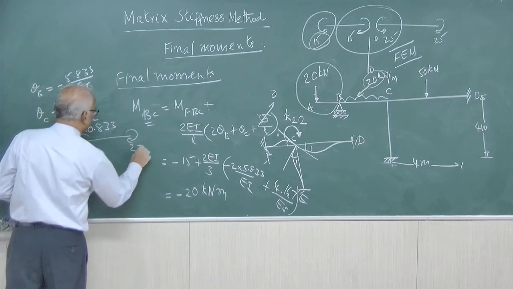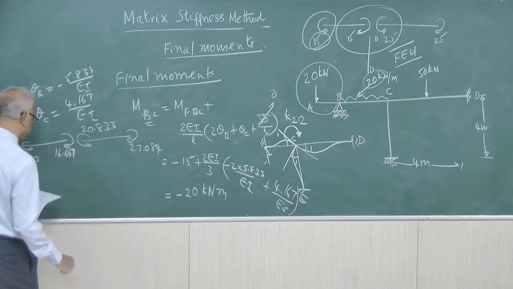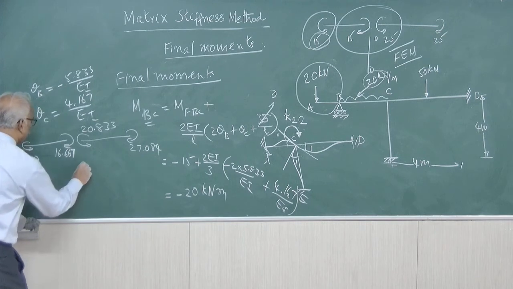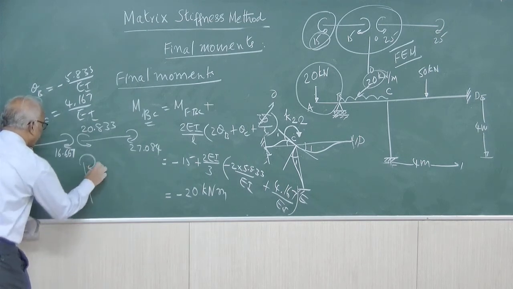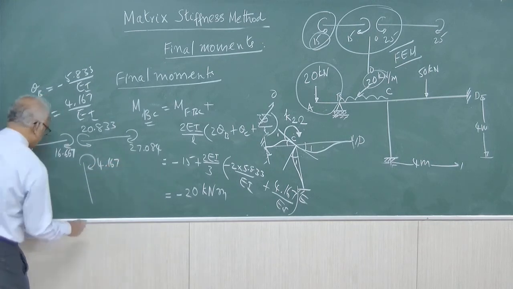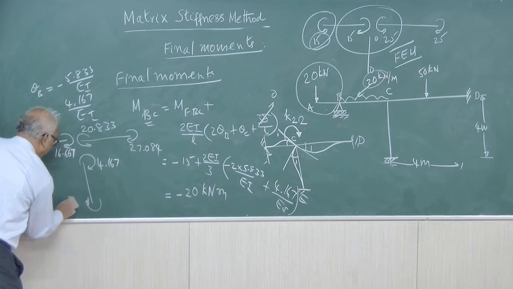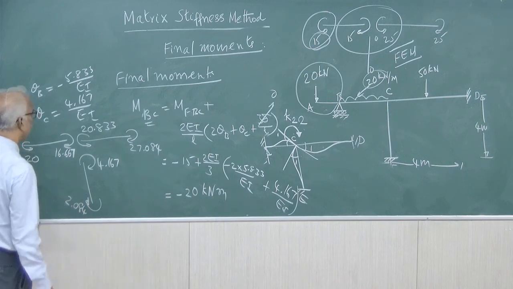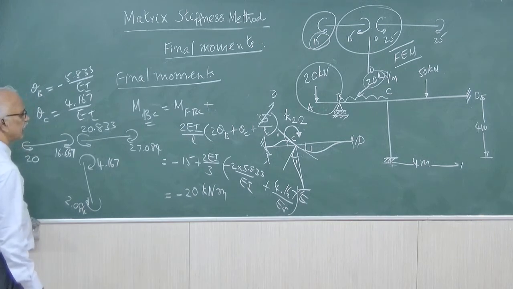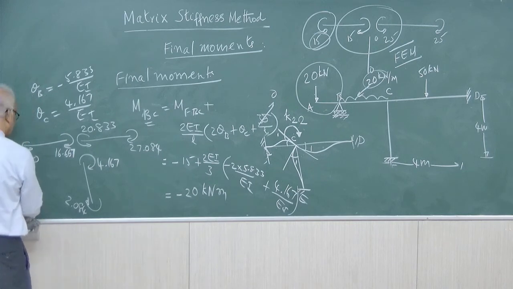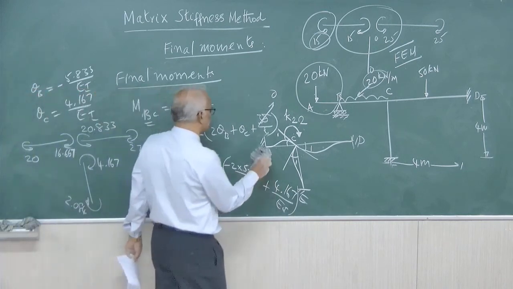So, here 27.084, and the CE for this member, it is plus 4.167, and here it is again plus 2.084, 2.08. So, these are the final moments that are obtained in the members BC, CD and CE using the slope deflection equations.